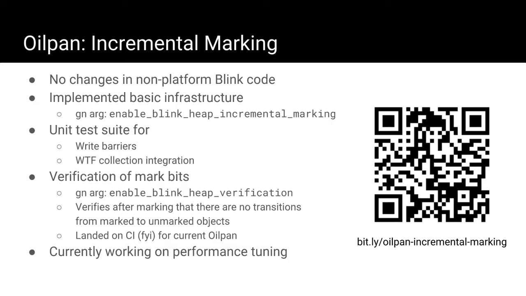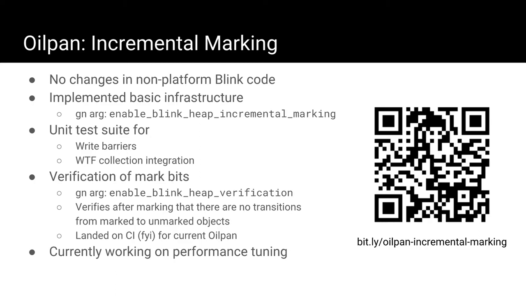So, Oilpan incremental marking update. You should not see any changes in non-platform Blink code. If you do see some, then this means that at some point, somebody decided to add a hack somewhere, and we are ripping that out now because we want a uniform architecture. It's already implemented behind a flag, and we have a stress bot that essentially runs incremental marking all the time. It's almost fully green on layout tests. I can actually already run incremental marking locally all the time in Chrome.